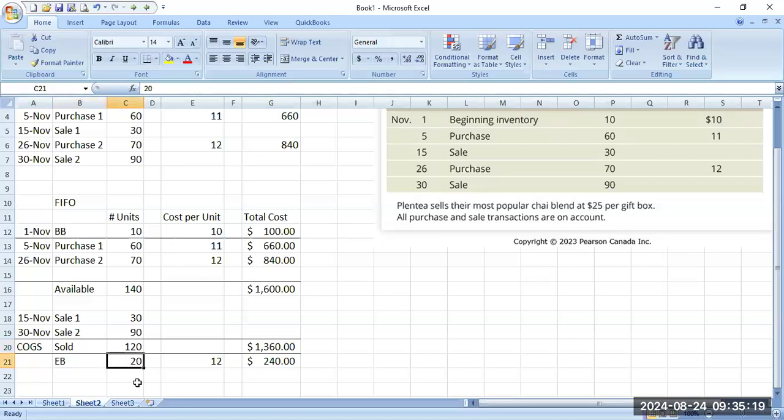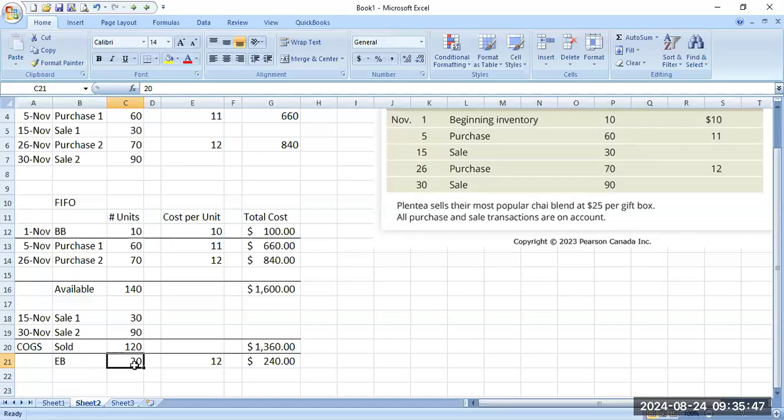If you're using first in, first out, by default, the ending inventory that you have came from the last purchase that you made. Check the cost for the last purchase that you made, $12 in this case. Apply that cost per unit for the units available in ending inventory. Come up with the total cost for the ending balance.